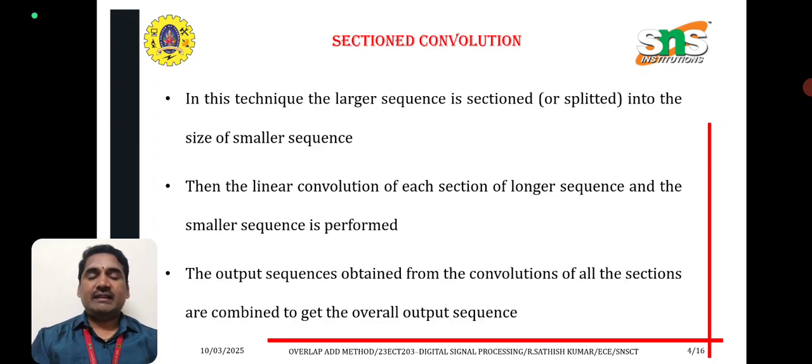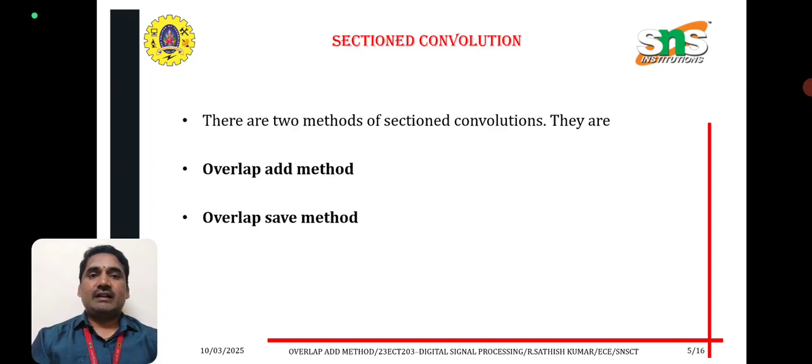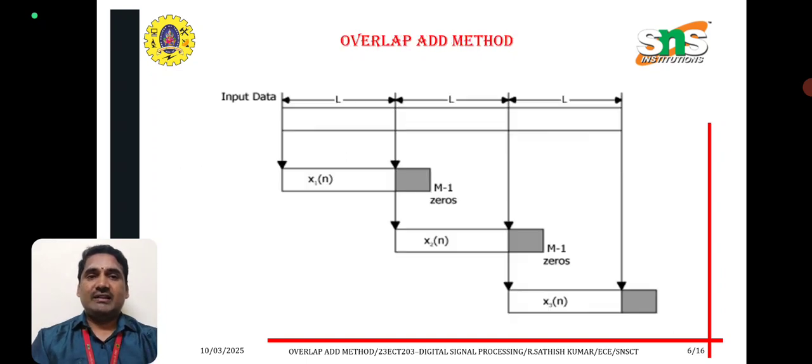In this technique, the larger sequence is sectioned or split into the size of the smaller sequence. Then the linear convolution of each section of the longer sequence and the smaller sequence is performed. The output sequences obtained from the convolutions of all the sections are combined to get the overall output sequence. There are two methods of sectioned convolution: the overlap add method and the overlap save method. First we will see the overlap add method.